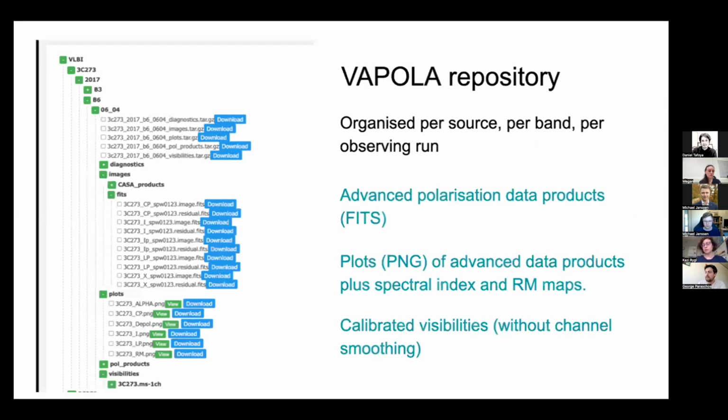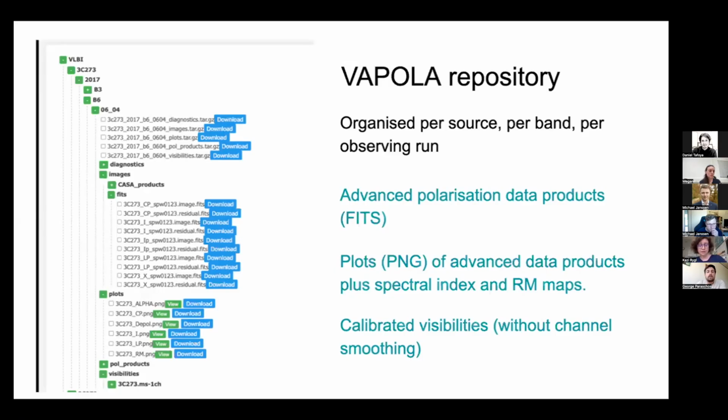So let's have a quick look at what is in this repository and how it's organized. It's organized per source, per band, and per observing run. You see here an example for 3C273 with data taken in 2017. You see there's data in band 3 and in band 6. If you open band 6, you see for the observing day of the 6th of April all this data available.